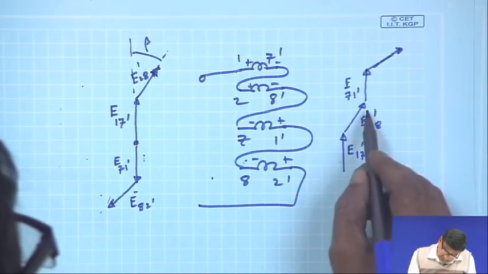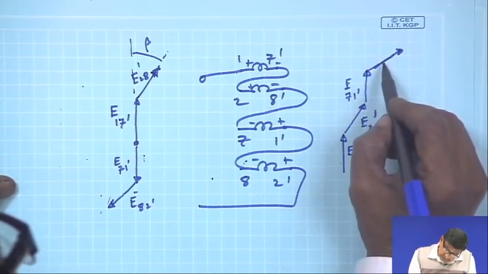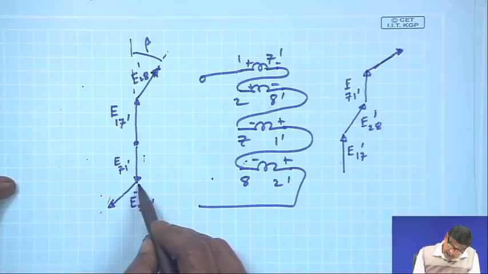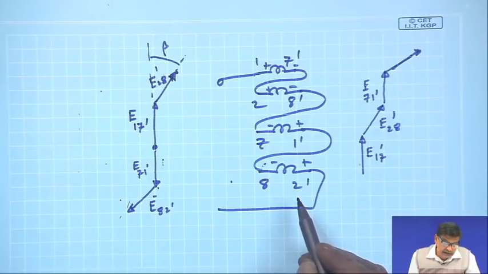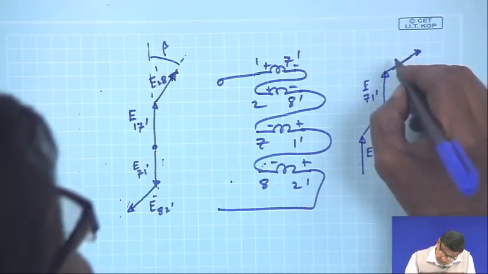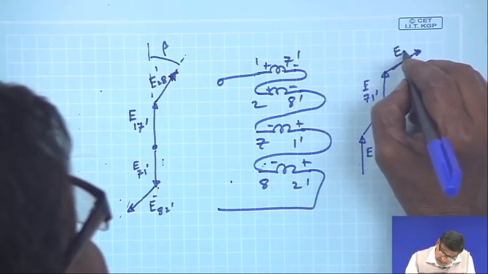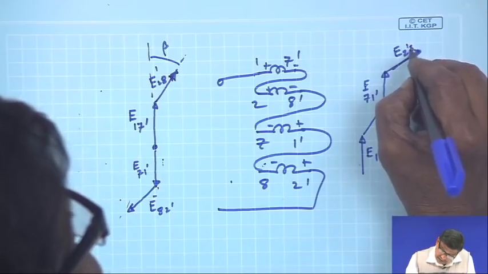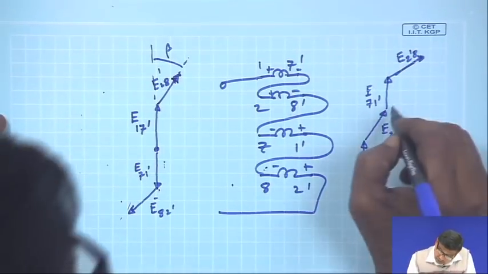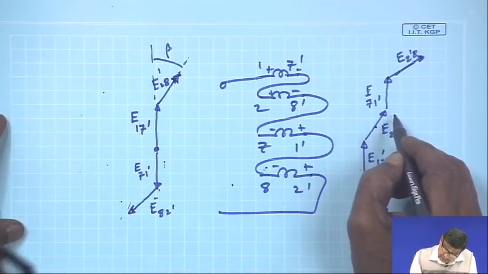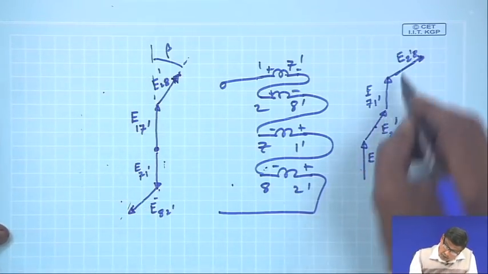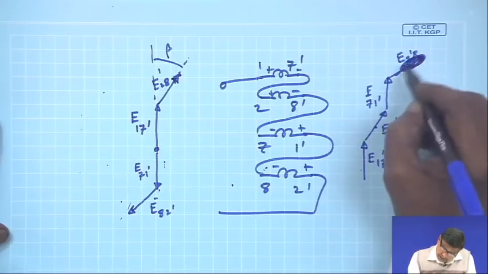This, then this, and it was E8-2'. So, you should take E2-8'. So, this must be marked as E2-8', correct now. So, these two, this group voltage now will be, oh, I am sorry, it should be like this, no.